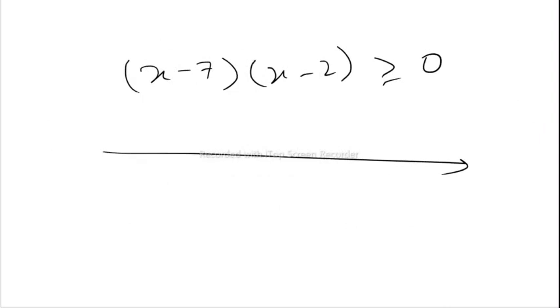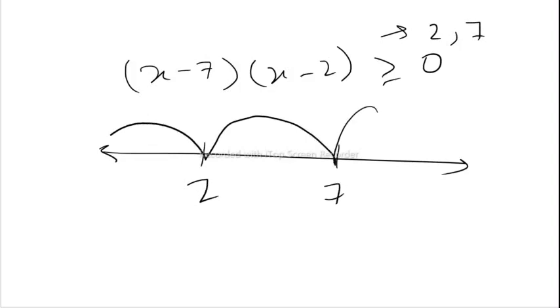I draw the number line. I plot the zeros. So the zeros are what? 2 and 7. So I plot 2, I plot 7. I make this wavy curve thing now. X multiplied by x, if I multiply them, I'll get x square. What is the sign before x square? It's a positive sign. So that means I'll write positive first, then negative, then positive.